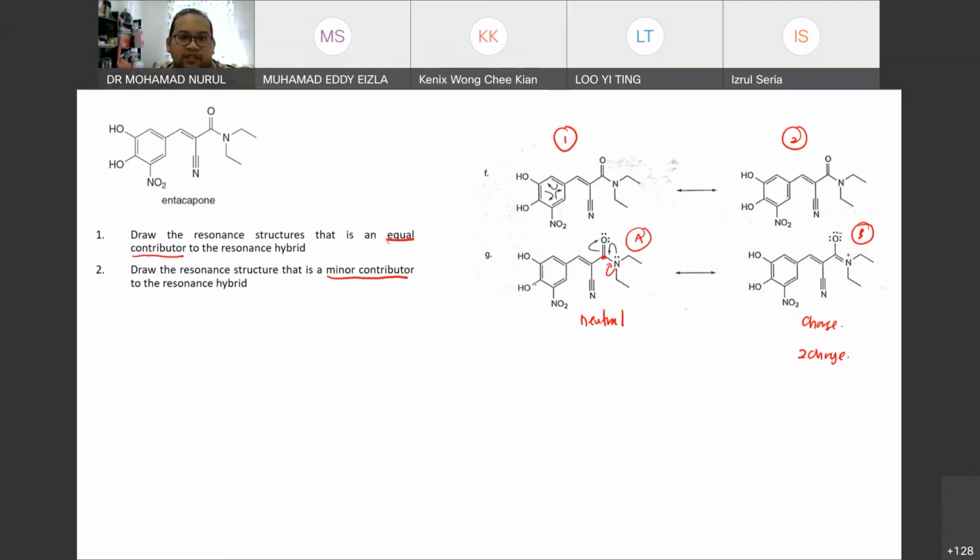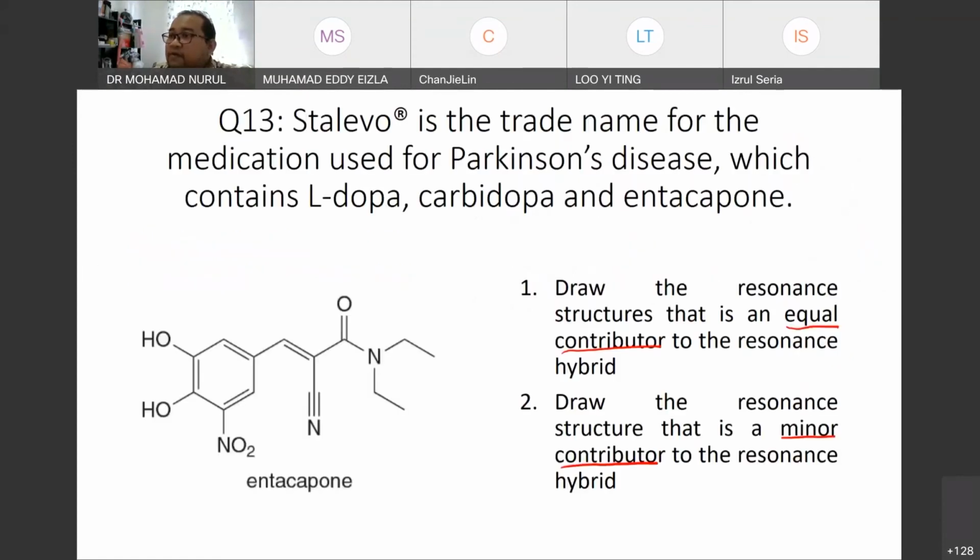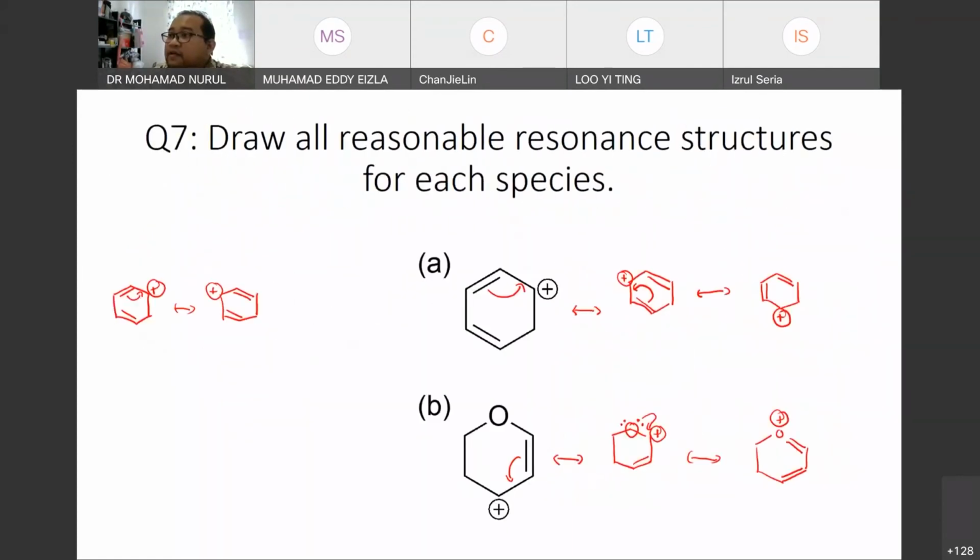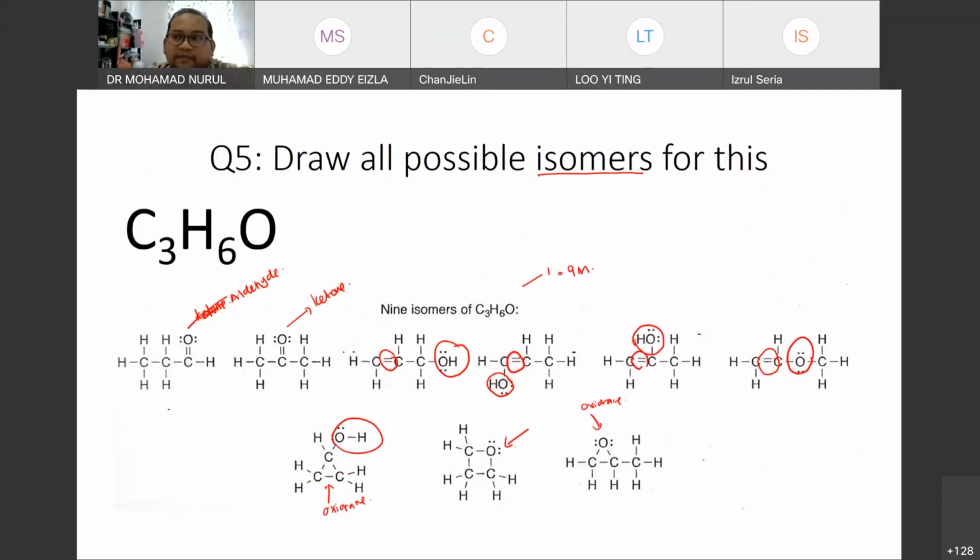Any question for this chapter 1? Yes, Chan Ji Ning. The first question, question 5, the isomers. Can I include the geometrical isomerism? No. Positional isomer only, not geometrical, because it's chapter 1 only. If we go to chapter 5, it could be geometrical. Okay, that's all.